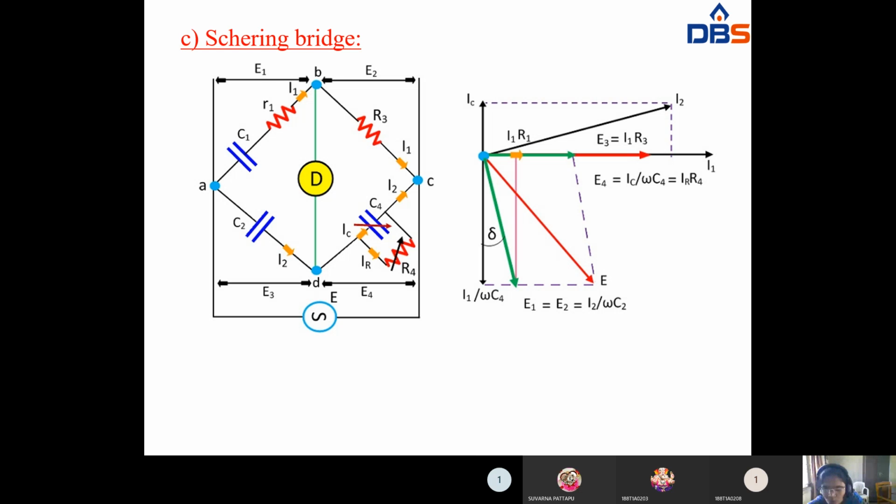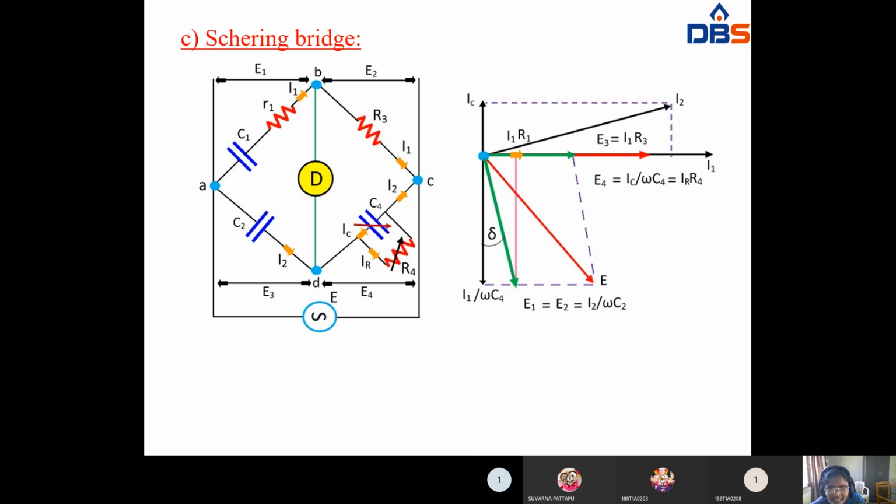In the previous class I covered those five bridges and one of the capacitance bridges, the DC and AC bridge. In this class I will explain the Schering bridge. This Schering bridge consists of four arms. Along AB you can assume the voltage drop is E1, along BC the voltage drop is E2, along CD the voltage drop is E4, and along AD the voltage drop is E3. Between points A and C you give the AC supply, and between points B and D you connect the detector. The detector is used to find the null deflection value.